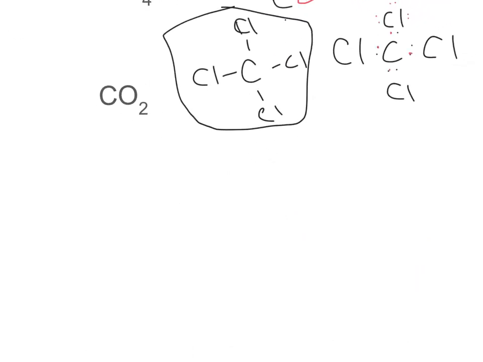So let's look at carbon dioxide here. Carbon, 1, 2, 3, 4, and we've got oxygen, 1, 2, 3, 4, 5, 6 valence electrons, and we've got our other oxygen, 1, 2, 3, 4, 5, 6 valence electrons. So our oxygen here, again, is going to be trying to find 2 electrons. Both of these 2 oxygens are going to be trying to find 2 electrons. Our carbon is going to be trying to find 4 electrons.